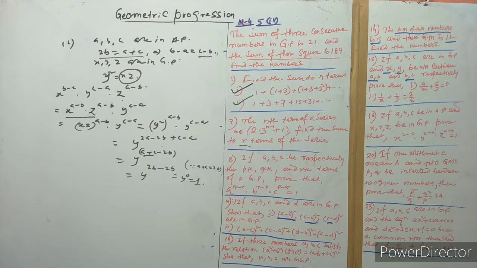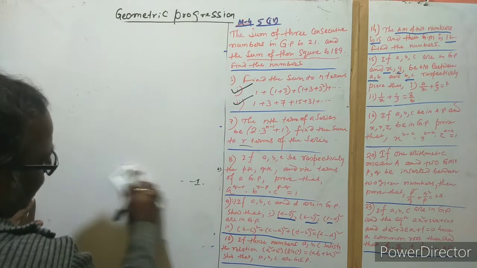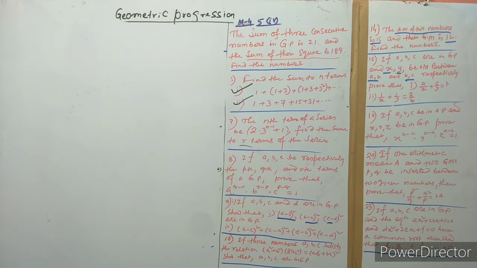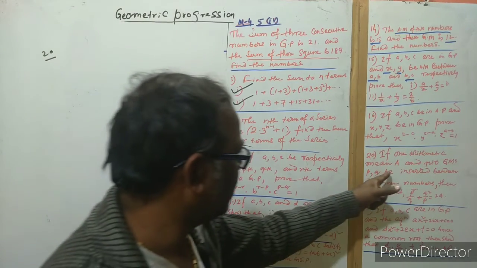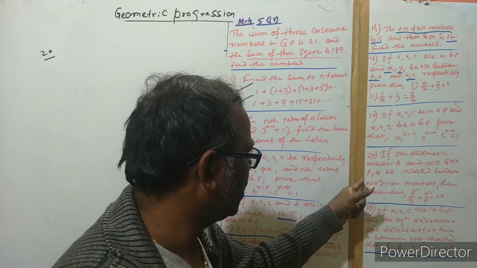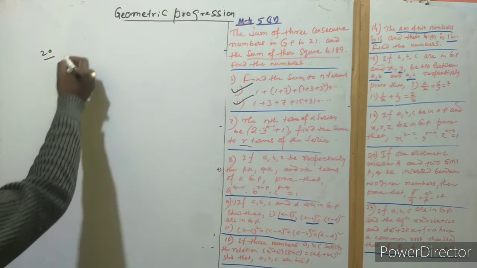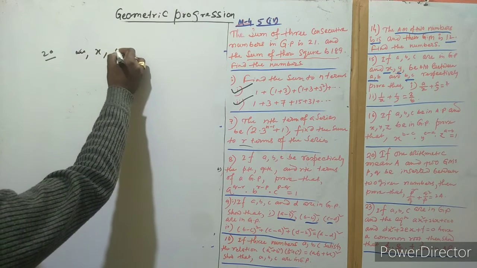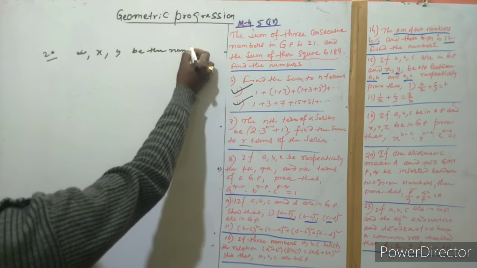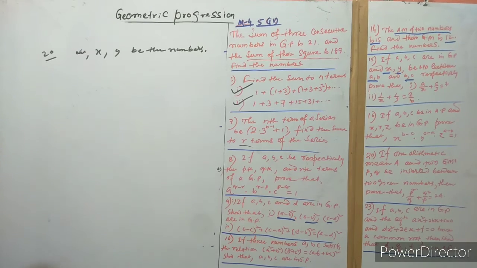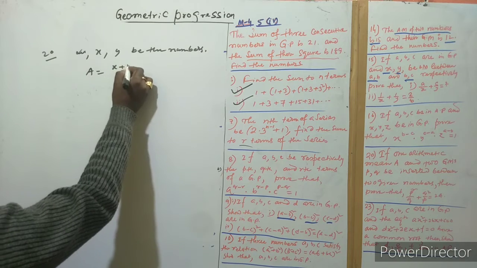Now we have to proceed to question number 20. Very interesting question. If one arithmetic mean A and two geometric means P and Q are inserted between two given numbers, let the numbers be x and y. Now we get one arithmetic mean, so we can write A is equal to x plus y by 2.